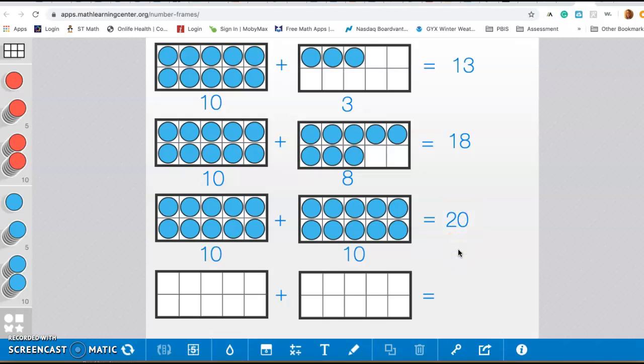All right, nice job. I know that kindergartners, you've been working on teen numbers and counting up to 20. So look at this. We have a teen number 13. We have a teen number 18. And then we've gotten past the teens and we're on 20 on this one. Okay, we have one more to solve.